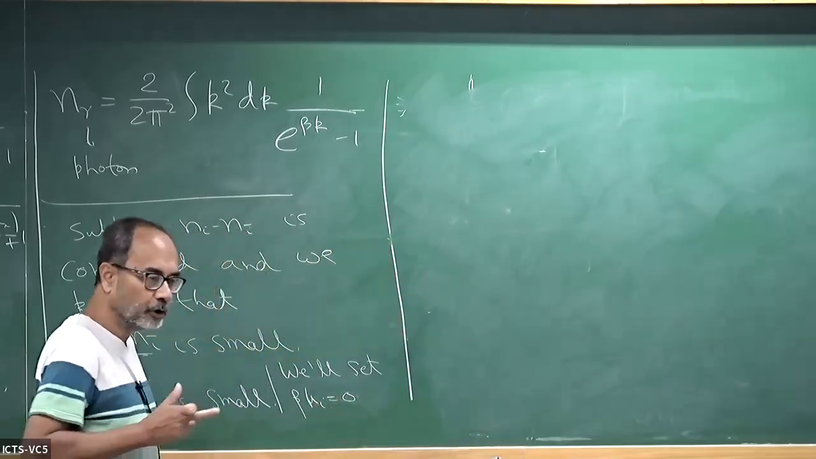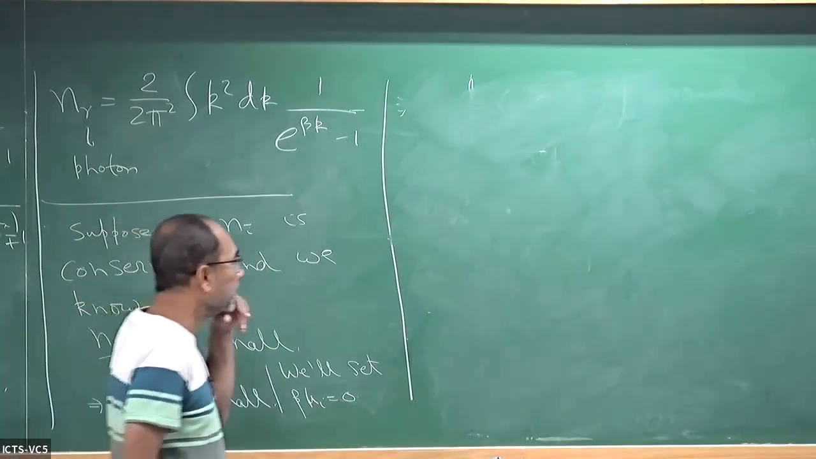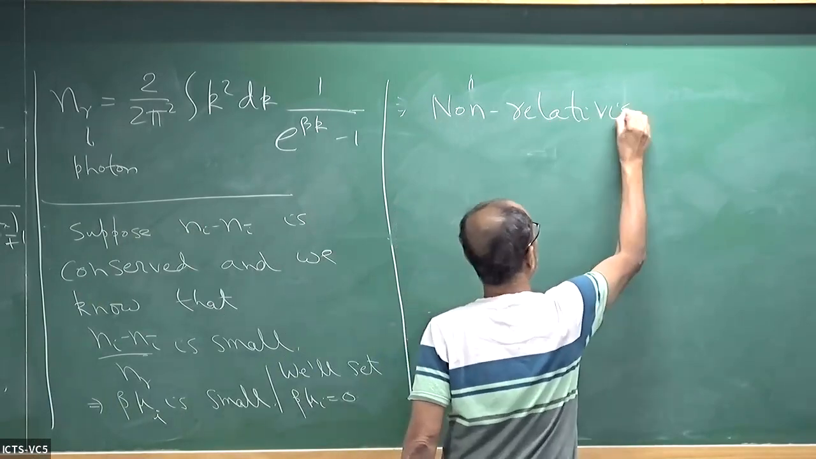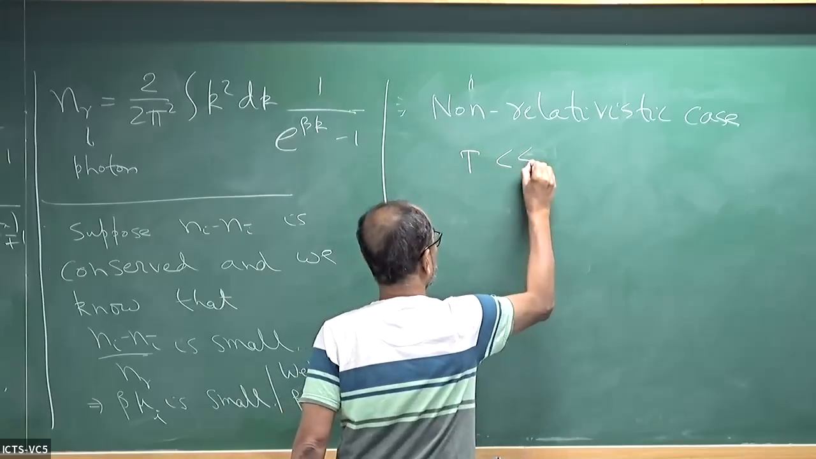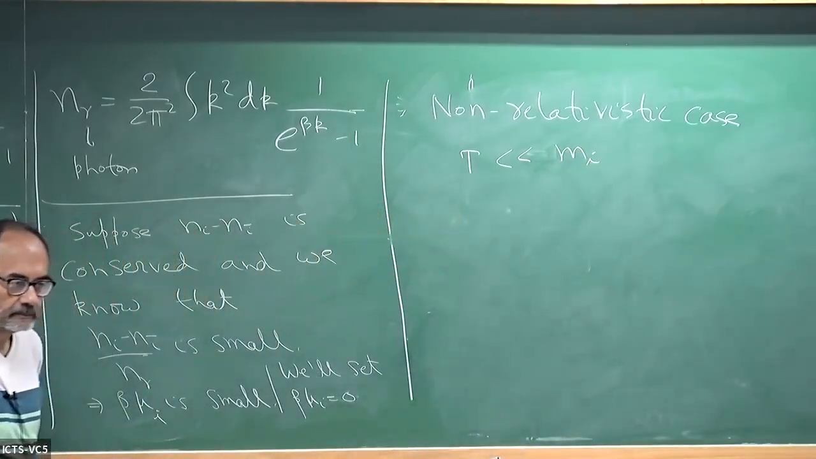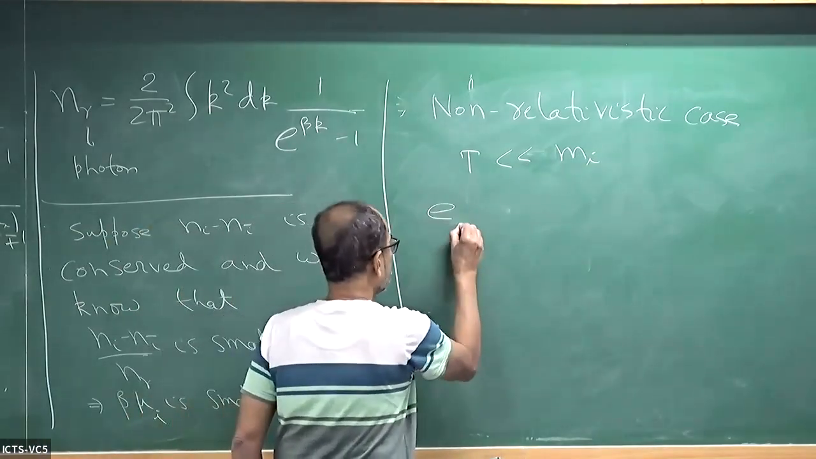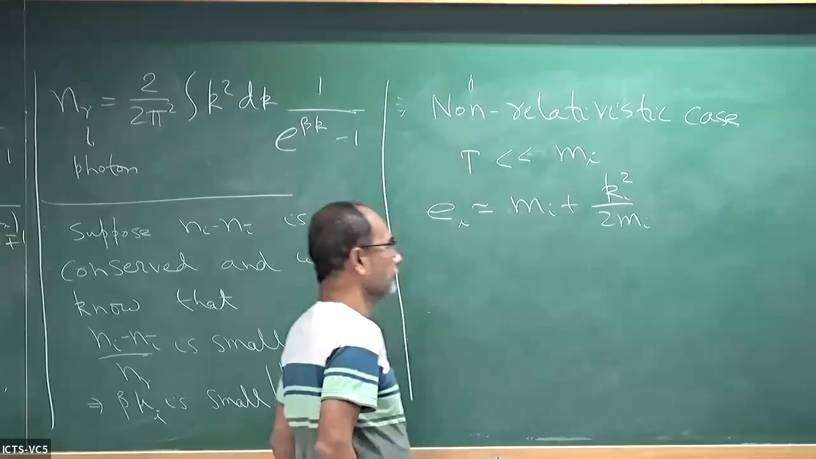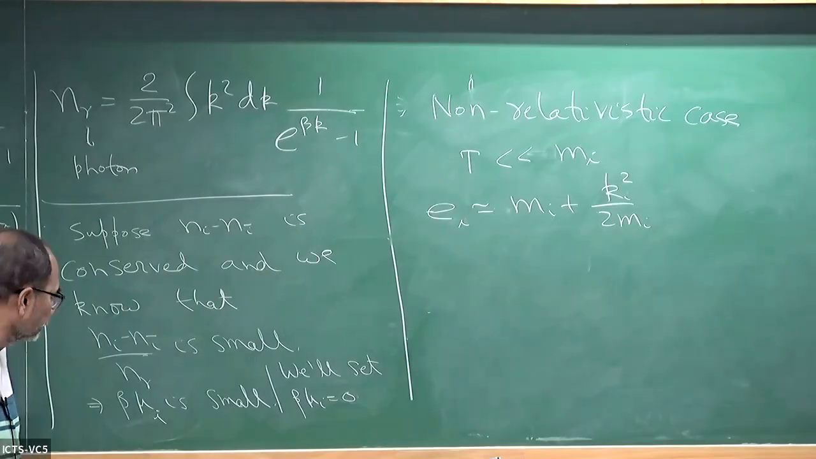Now let me explain a situation where this assertion, that beta mu can be taken small, fails. For this, let's consider the non-relativistic case, where T is small compared to M_i. If T is small compared to M_i, then the kinetic energies will be small compared to the mass energy. So in that case we can approximate E_i by M_i plus k_i squared by 2m. Let's see what we get here.